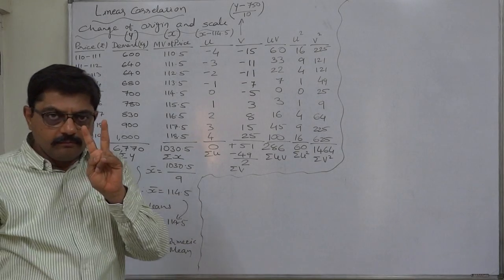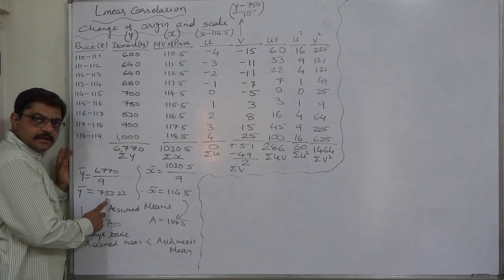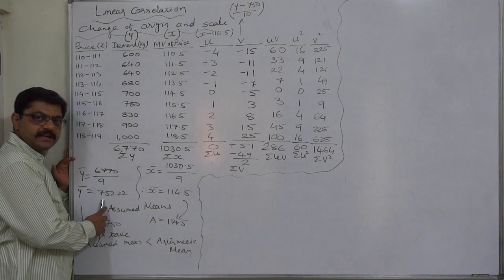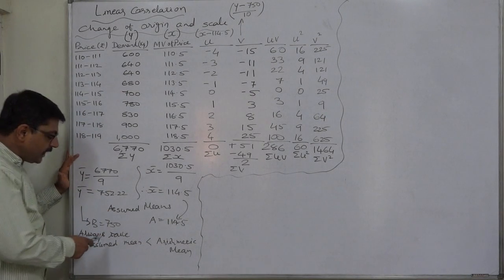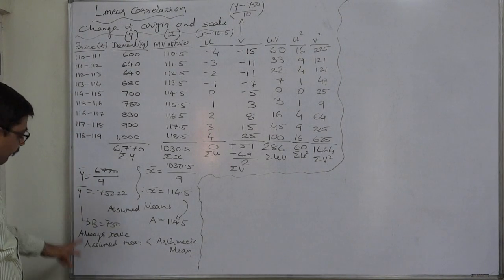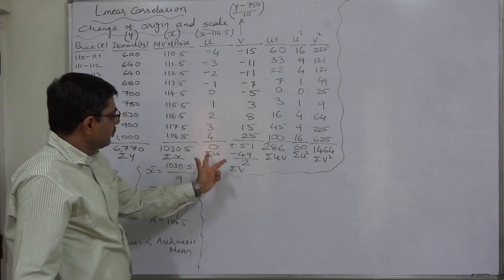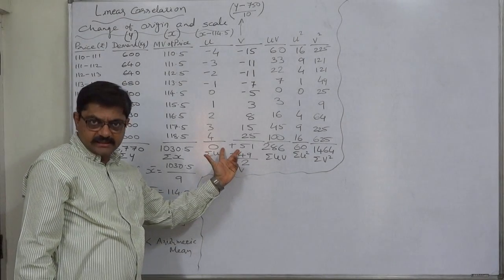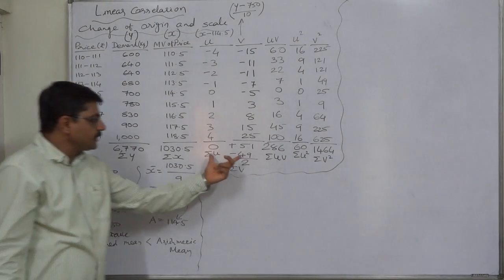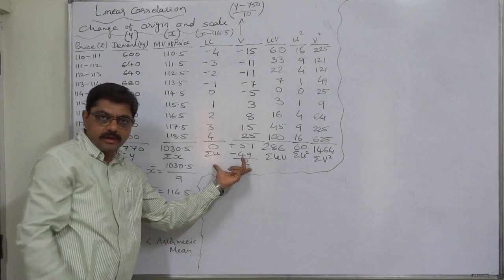I use 2 points to advise you. First, take the assumed mean as near as possible to the arithmetic mean of the data, and point number 2 is always take the assumed mean which is less than the arithmetic mean. If we take an assumed mean which is greater than the arithmetic mean, ultimately the summations of the two new variables which we are going to substitute in the formula will be negative.